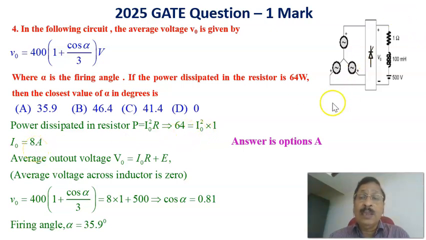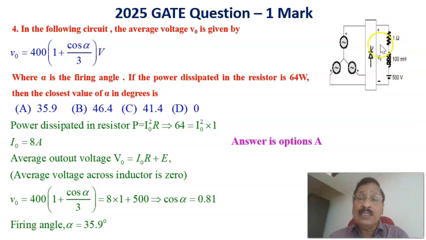That's the first step. After that, the average output voltage. The current through this is equal to 8 amperes, and if you see the average voltage here, the one thing is that the average voltage of the inductor is always 0. If you see the switching circuit, the volt-second balance has to be satisfied. Therefore, the average voltage across the inductor over one switching period should be equal to 0.